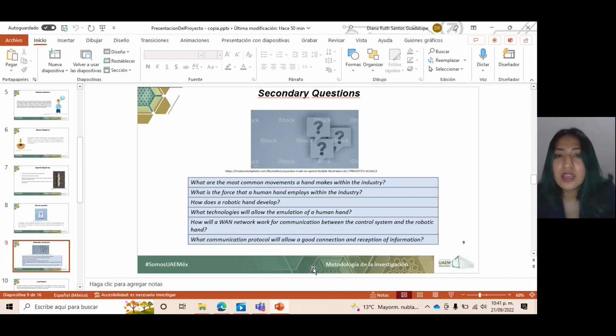And secondary questions: What are the most common movements a hand makes within the industry? What is the force that a human hand employs within industry? How does a robot hand develop? What technologies will allow the emulation of a human hand? How will an IP network be used for communication between the control system and the robot hand? What communication protocol will allow a good connection and reception of information?